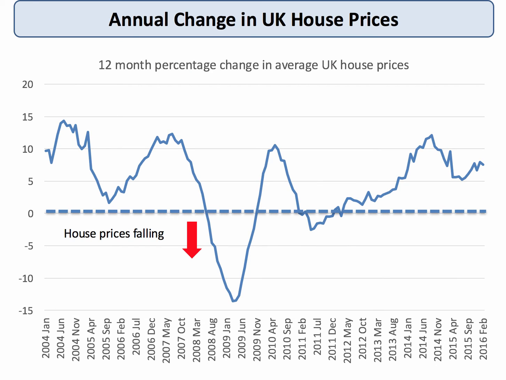Here's the change in house prices in the UK. This is the annual 12% change in average house prices. So of course it's going to hide variations across regions and within localities. But house prices were falling during the recession, and then they rose strongly and then dipped back again in 2011. Since then, house price inflation has been pretty strong. Since 2014, in fact, it's been above 5%.